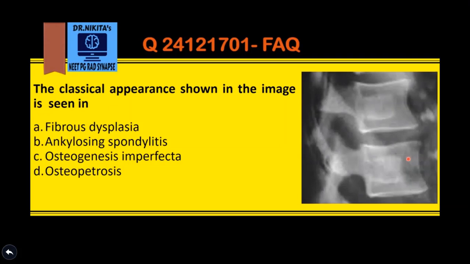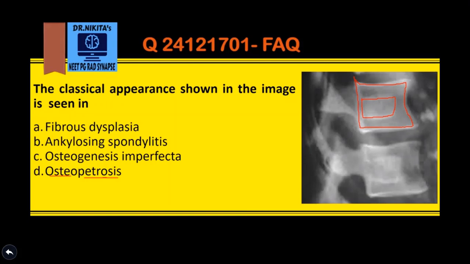So here we have an image and the classical appearance. We see that this is a vertebra, and we see a smaller vertebra within it. So we have a small vertebra and a larger vertebra. This is the bone within bone appearance which is seen in osteopetrosis. Osteopetrosis, the term itself, means osteo means bone and petros means stone. So the bones in osteopetrosis are like stones, that is, they are sclerosed because osteoclasts are defective in osteopetrosis.